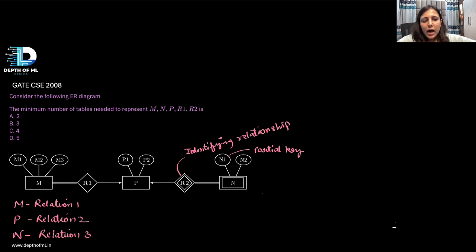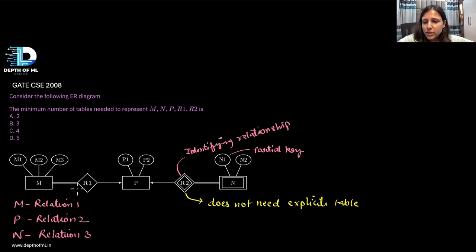So this R2 relation does not need an explicit table, right? Another thing that you should ensure is that the weak entity should be in total participation. It is, right? So this is correct. Now the only thing that we have to worry about is R1, right? So R2 doesn't need an explicit table. So does R1 need an explicit table?